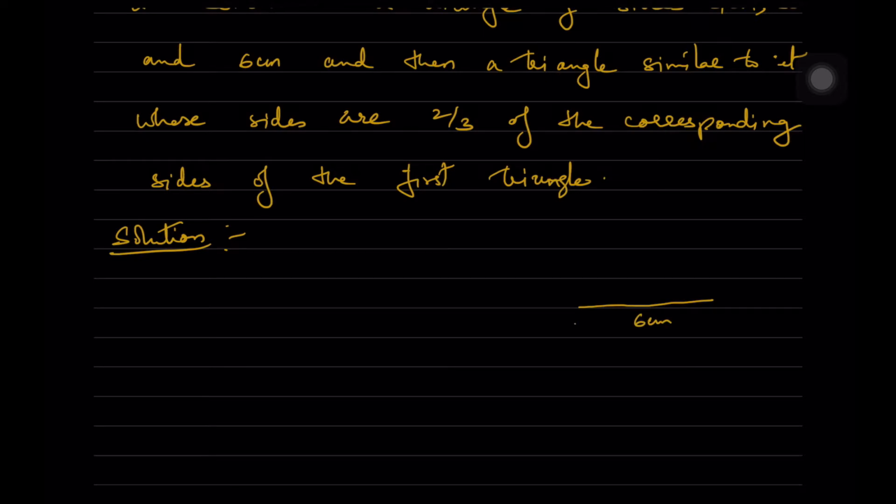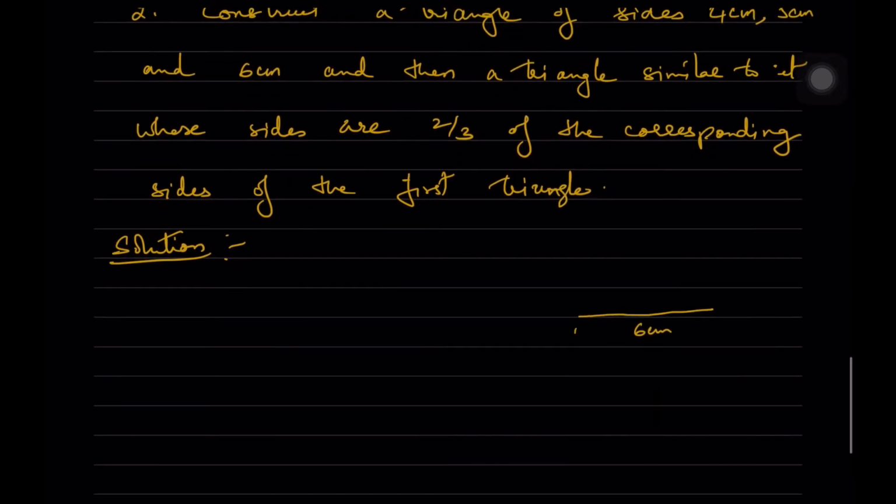Then we mark this as AB. With A as center, draw an arc of 4 centimeters in this way. Then with B as center, draw an arc of 5 centimeters intersecting the previous arc. Now join this and mark this point as C. So now you have got this triangle. This is the given triangle for us. This is 4 centimeters and this is 5 centimeters.